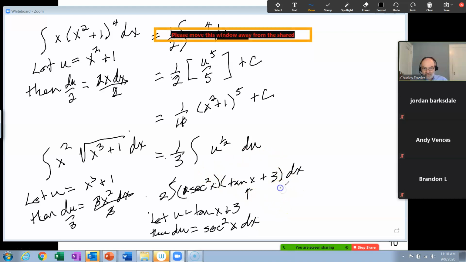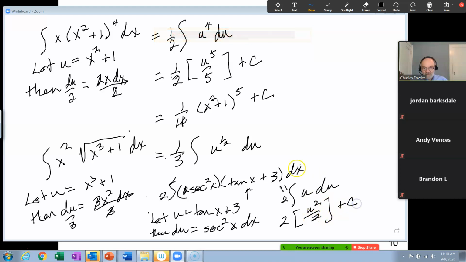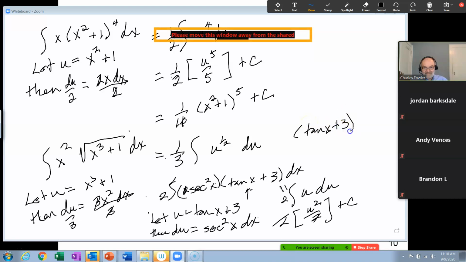So this integral becomes twice the integral of u du, which would be twice u squared over 2 plus c, and the 2's cancel out here, so you just are left with tangent x plus 3 squared plus c. Whereas the last one had a 1/2 in front, we don't need it there anymore.